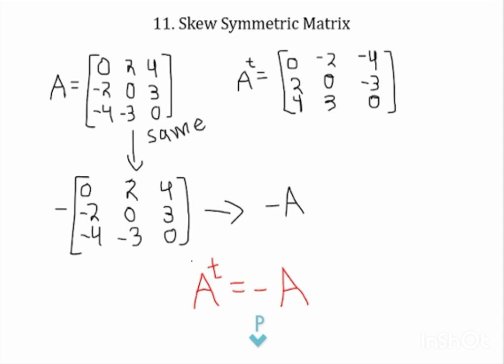The other type is the skew symmetric matrix. A skew symmetric matrix is also a square matrix whose transpose is equal to its negative.